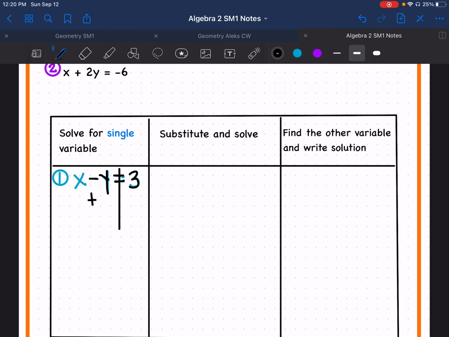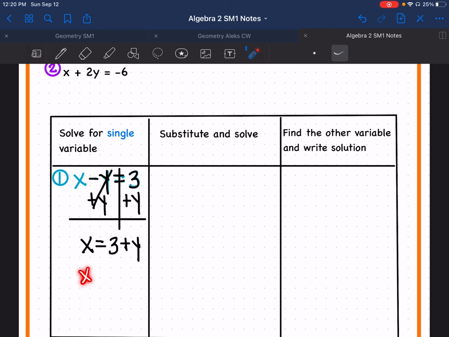So I'm going to take my y and move it to the other side. Since it is being subtracted from the x, I simply need to add it to get it to the other side. And it's okay, I can leave it in this form, or I could switch it and have written it in this form as well. It's fine, okay? All right, so here is my single variable. Look, it says x equals, which means I'm going to take this part here and substitute it into the next equation. So we're going to take equation 2, which we can see right there.